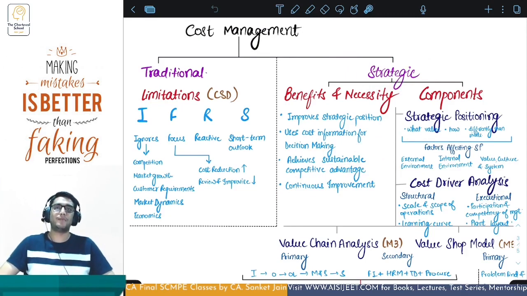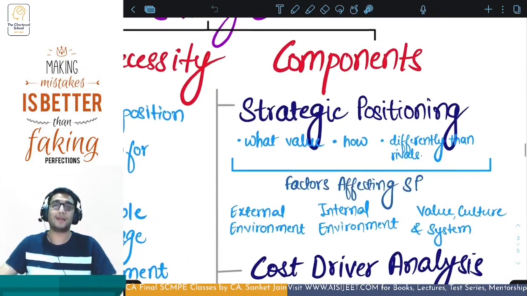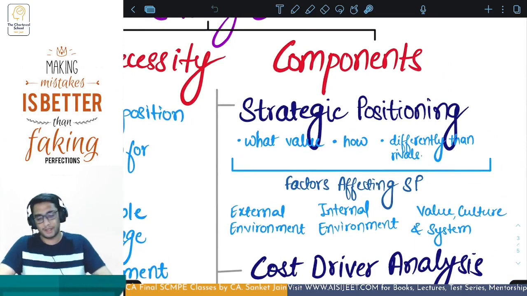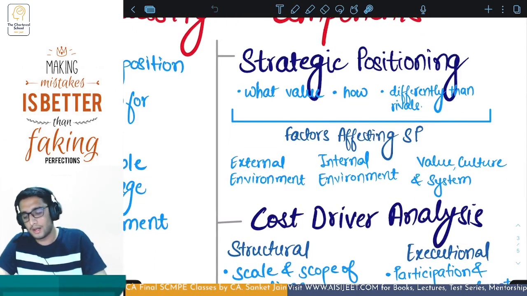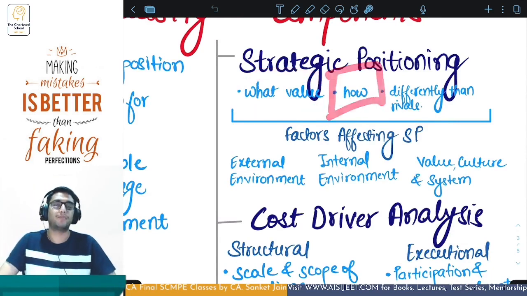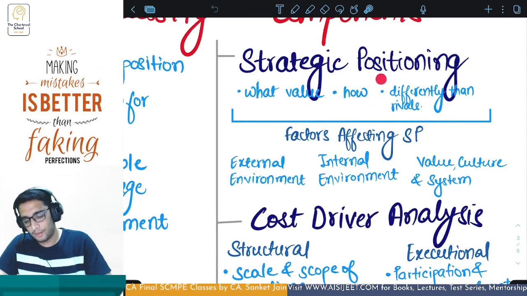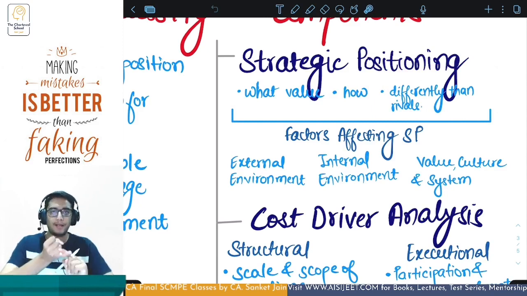Now, strategic cost management has certain components which are very important. There are three components. One is strategic positioning analysis, in which we analyze the strategic position of the company. The strategic position can be analyzed on the basis of what kind of value the company is creating, how it is creating the value, and how it is different from the rivals. These are the three points to keep in mind. What kind of value, how are you creating this value, and how is it different from the rivals.